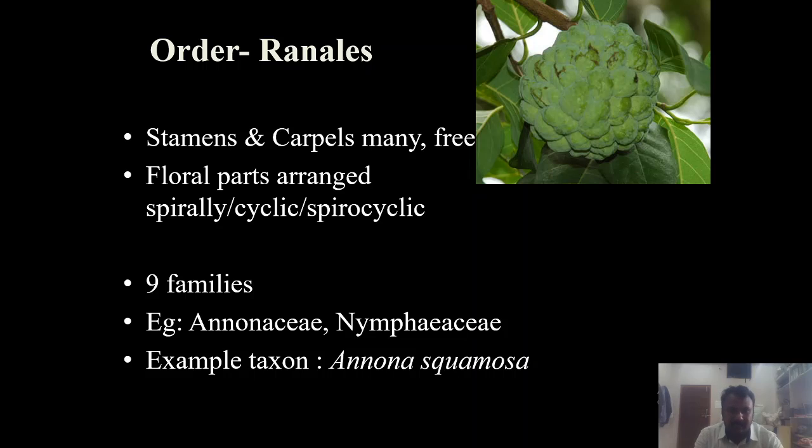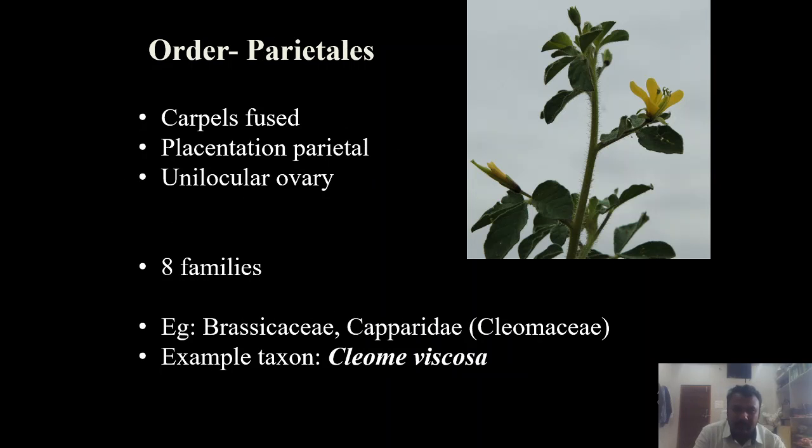Under Ranales, stamens and carpels are many and free. Floral parts are arranged spirally, cyclic or spirocyclic, which is a very important character to identify the Ranales. Under this order, there are 9 families. The family list starts with Anonaceae and then Nymphaeaceae, etc. An example for this order: Annona.